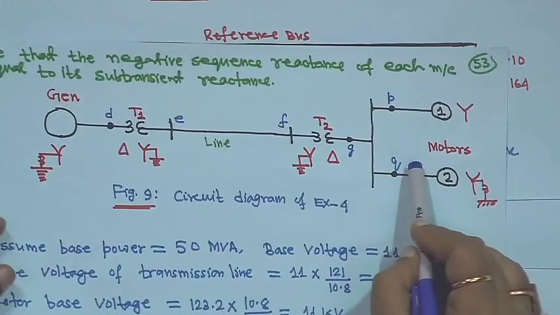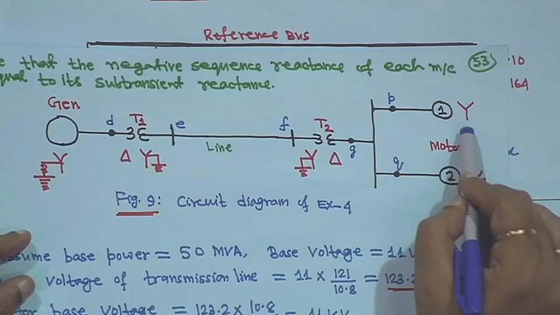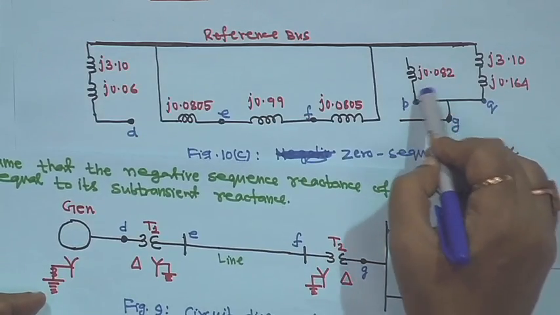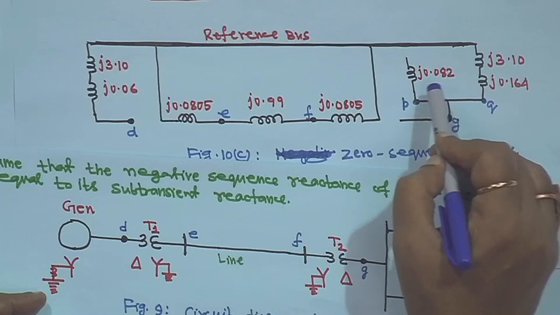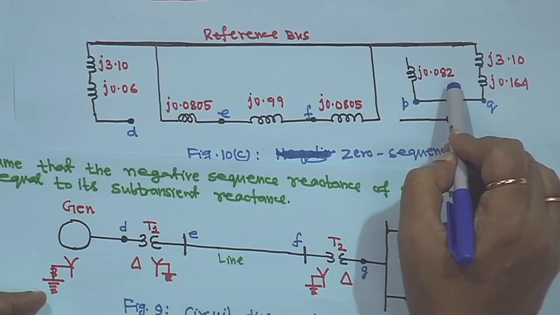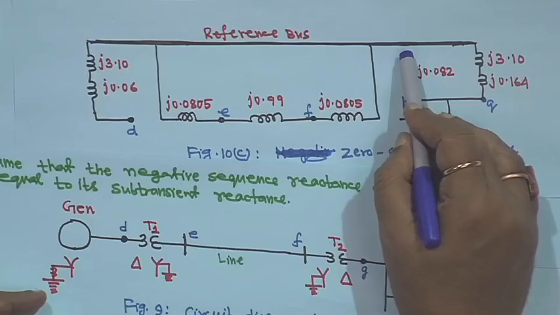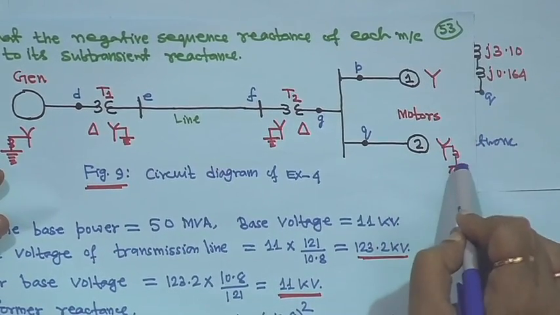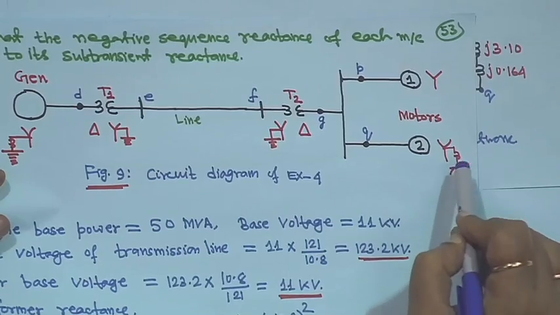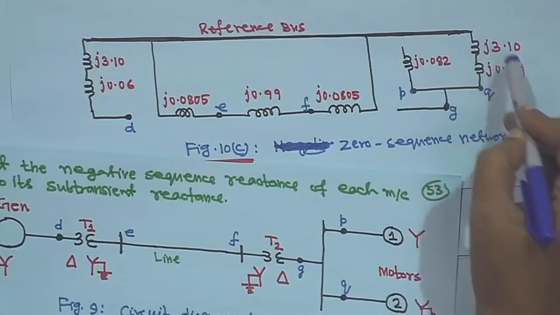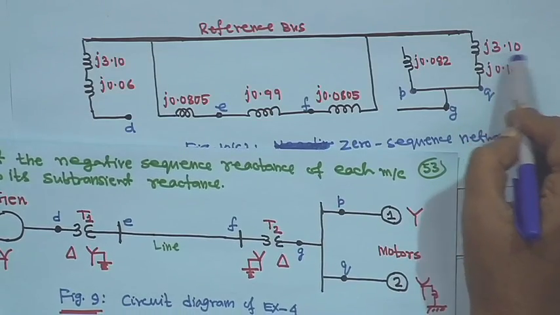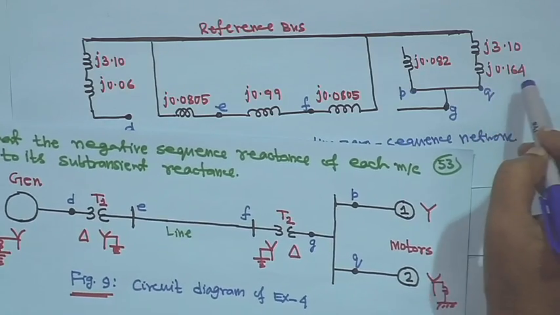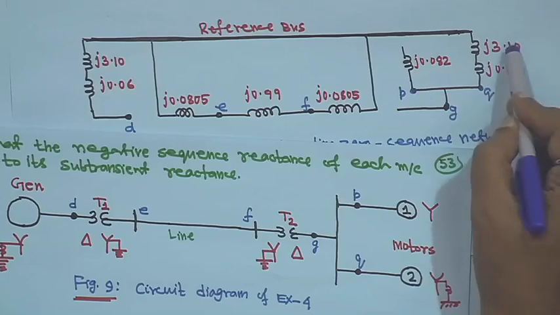Next is the motor. Motor 1 is ungrounded, that means it will not be connected to the reference bus. Its zero sequence reactance is given, j0.082, but it will not connect to the reference bus because it is ungrounded. This other motor is grounded, so it will be connected to the reference bus with 3Zn, j3.10, and its zero sequence reactance, everything is given, is j0.164.